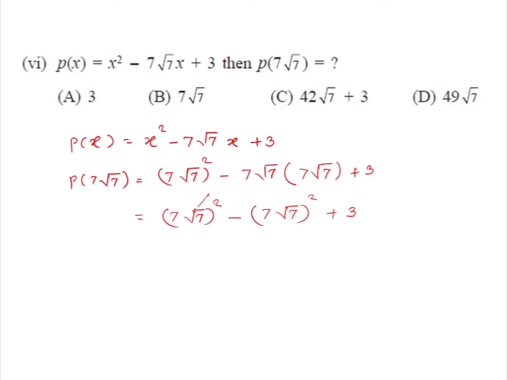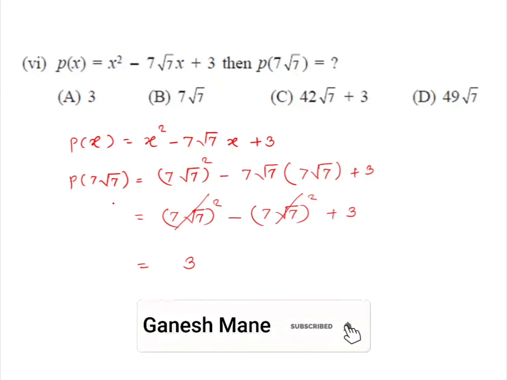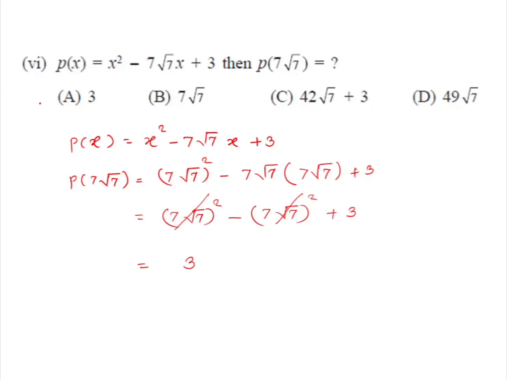Now here plus and minus 7 into root 7 bracket square will get cancelled, so as to have the value of this polynomial 3. So p of 7 root 7 is 3, which is given at option A. So option A is the correct alternative.